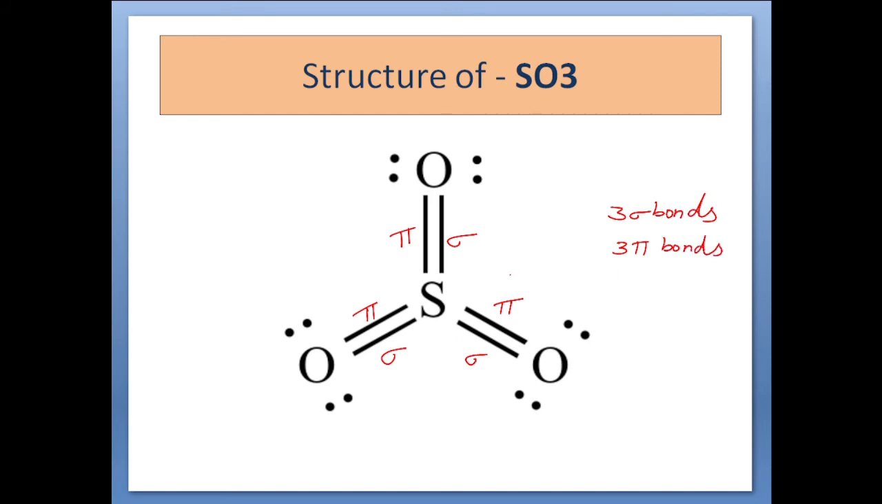So sulfur needs 6 unpaired electrons for the formation of 6 bonds. So the total number of bonds of sulfur is 6 bonds. So sulfur needs 6 unpaired electrons.